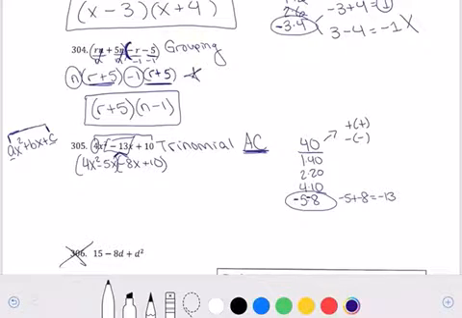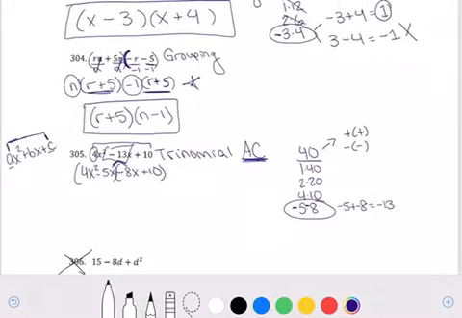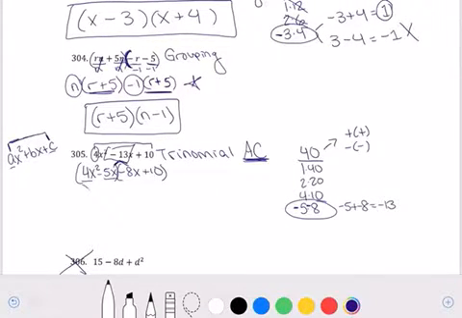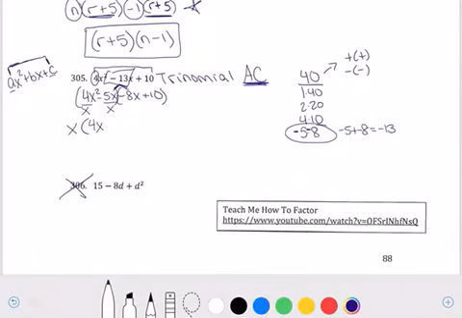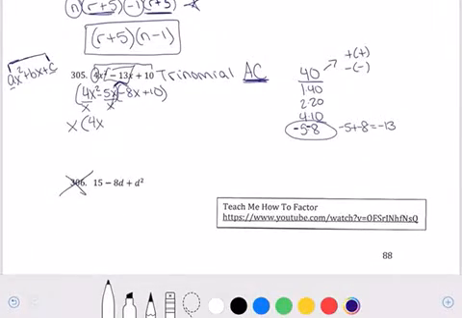Okay, so in each group for this grouping method, you're going to take the GCF of each group. So my first group has 4x squared and 5x. The GCF there is going to be x. So I'm going to take an x out of both of them, write that down in front, and then divide. 4x squared divided by x is 4x. And a negative 5x divided by x, the x's cancel and leave me with a negative 5.